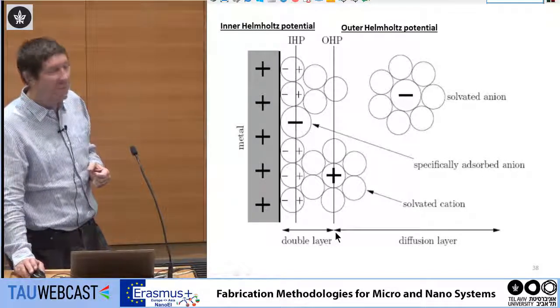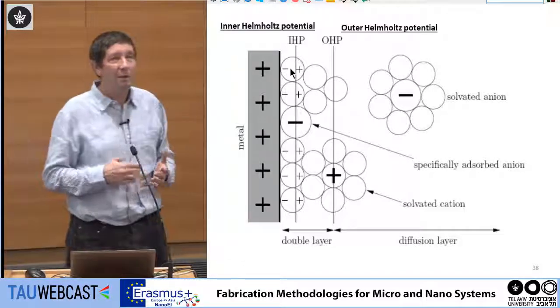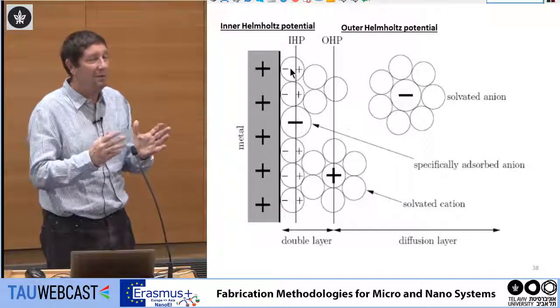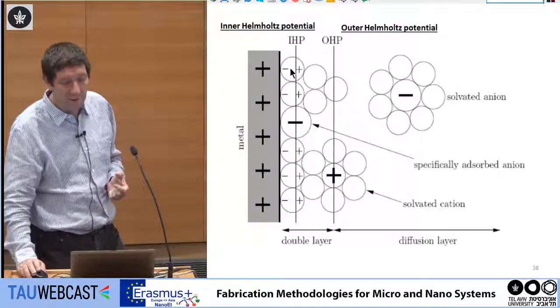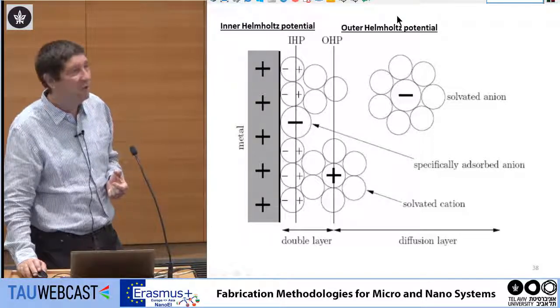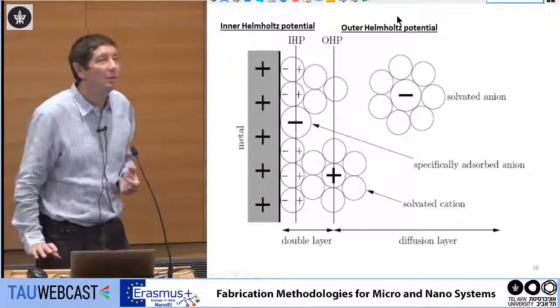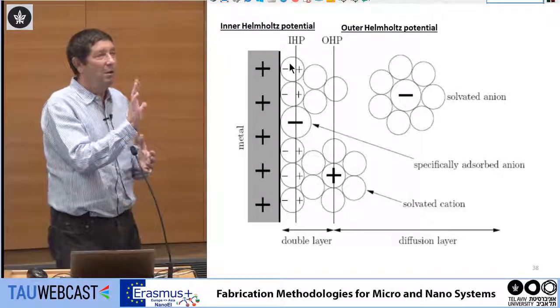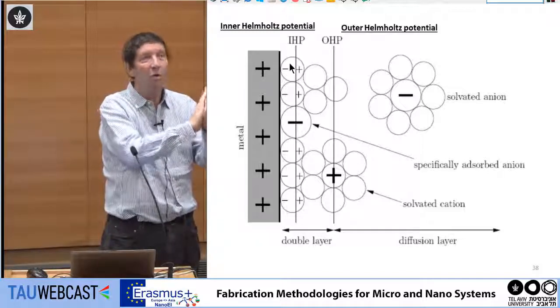Now, another thing happens. What is water? Water is H2O, and H2O is a polar molecule. It has a side which is positive and a side which is more negative. So symbolically, the negative charge will be closer to the electrode and the positive charge will be outside. So next to the surface, we have an interesting phenomenon. All the molecules of water next to the electrode are actually organized.